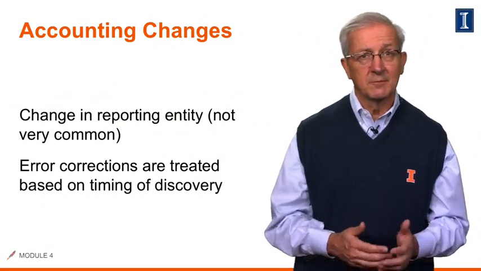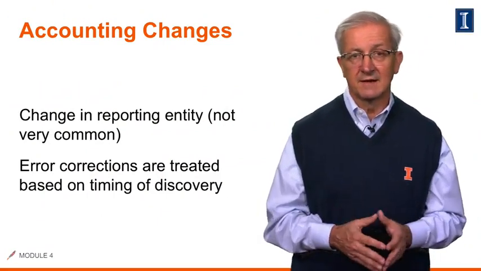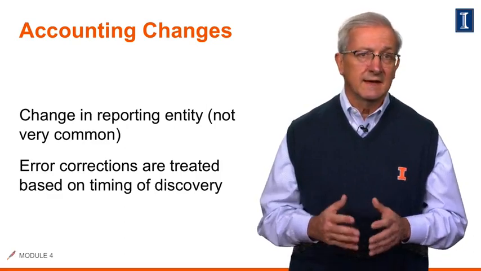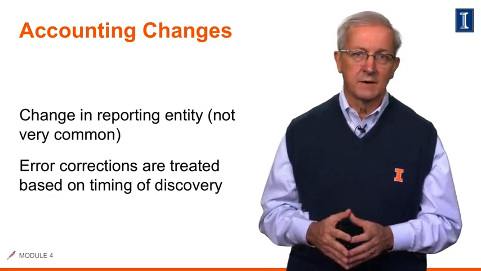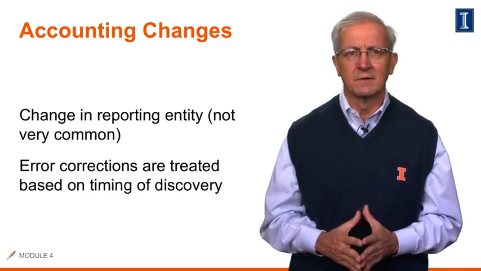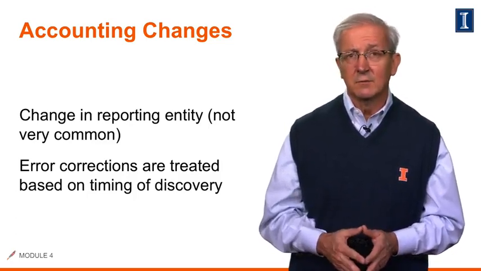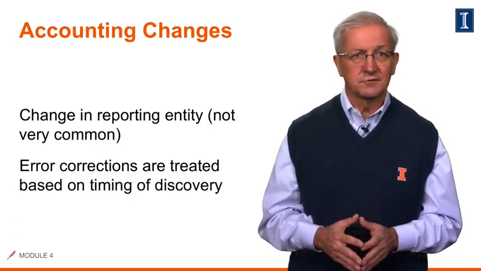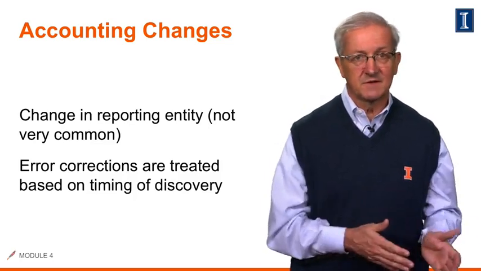Hopefully that whiteboard example made more sense out of the change in accounting estimate concept. Next type of accounting change is a change in reporting entity, which quite honestly doesn't happen that often, so we're not going to talk too heavily about that one. And lastly, we discuss error corrections, which are treated based on the timing of the discovery of the error.